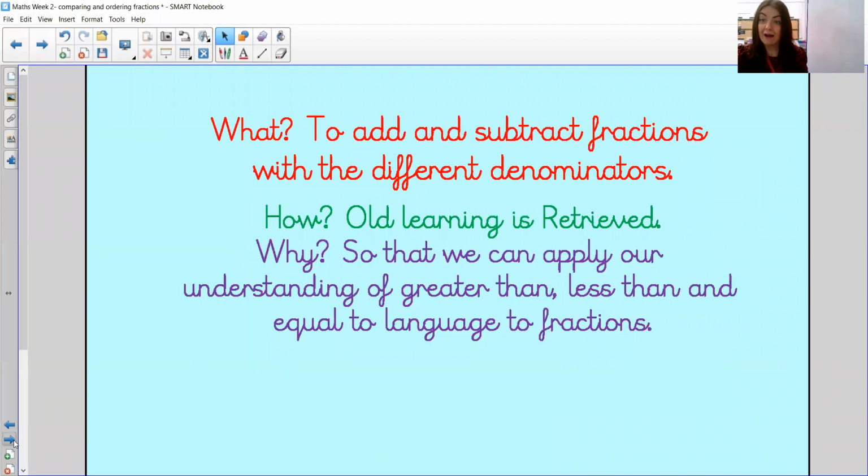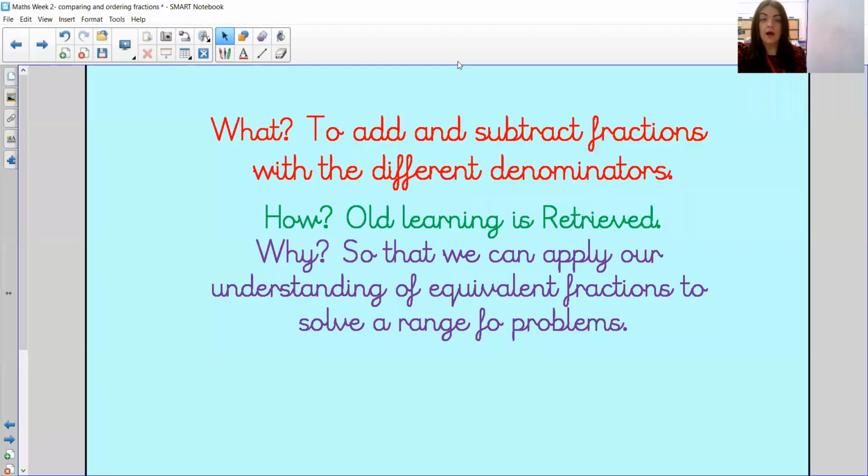Brilliant. So, okay, we're going to carry on with what we were doing yesterday. It's like another lesson, because remember, the more times we practice this in lots of different ways, the more confident you will become with using this method. So we're going to be adding and subtracting fractions with different denominators. Old learning, because we've already done it, so that we can apply our understanding of equivalent fractions to solve a range of problems. We're going to be bringing lots of prior learning and prior knowledge to help you to solve this.